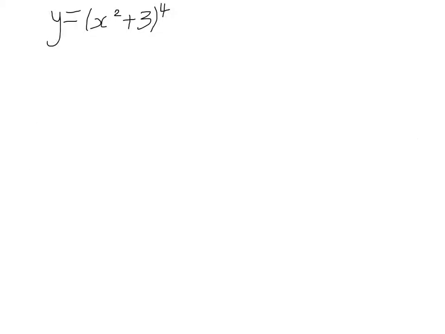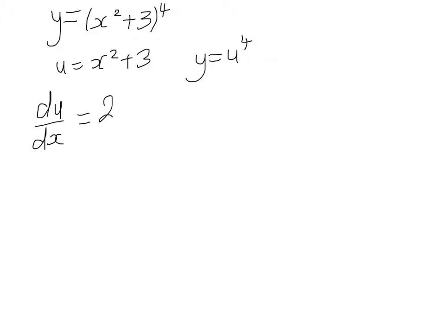Okay, this is what y is for my second example, and again I need to find dy by dx. First of all, I'm just going to define u to be x squared plus 3, so that y becomes u to the power of 4. Now I need to differentiate both of these. du by dx is going to be 2x, and dy by du is going to be 4u cubed.